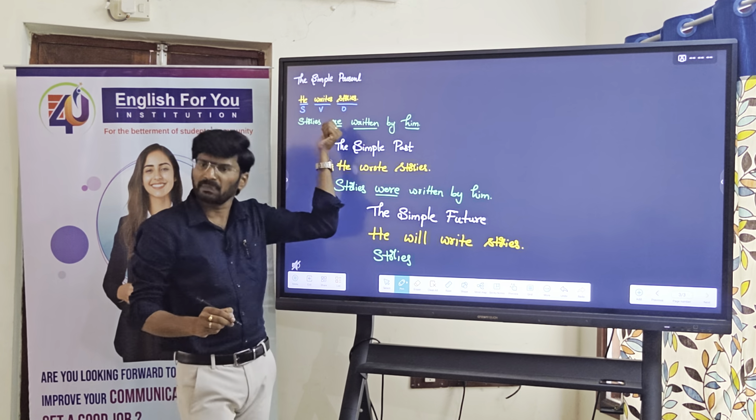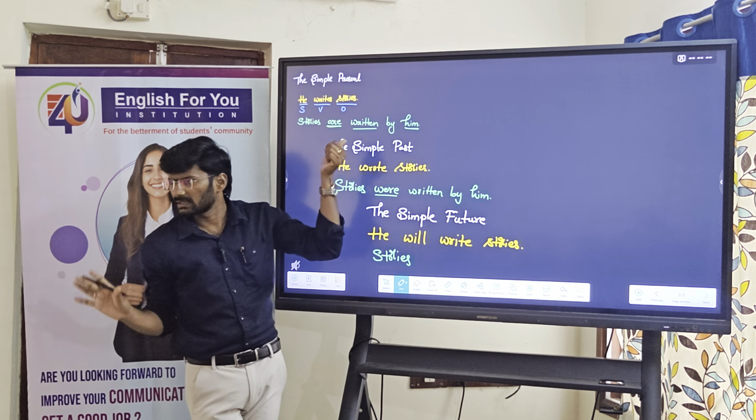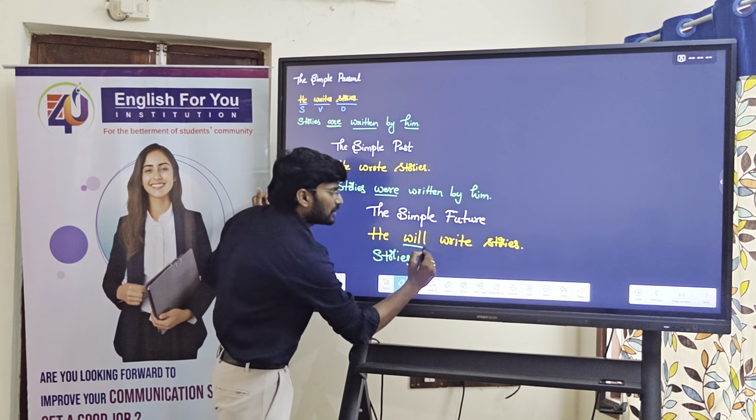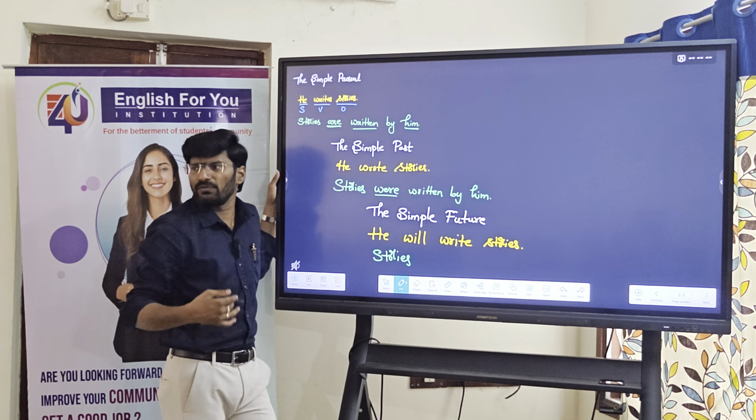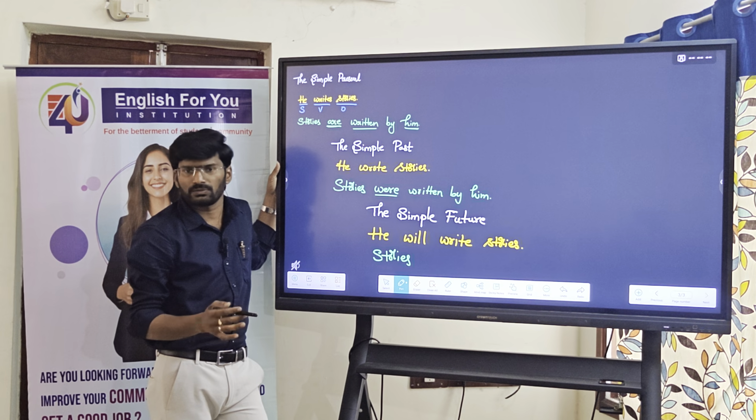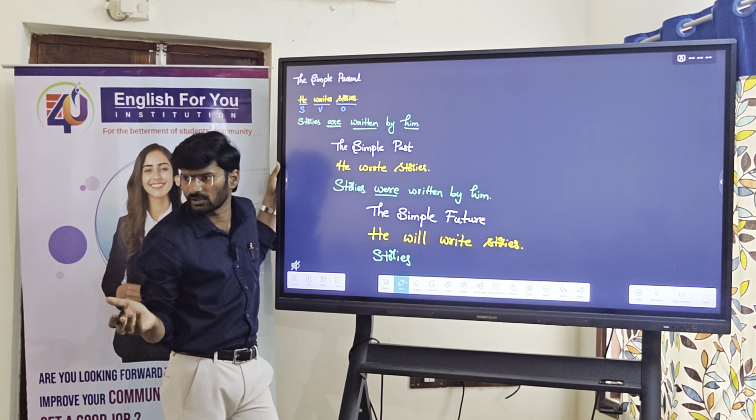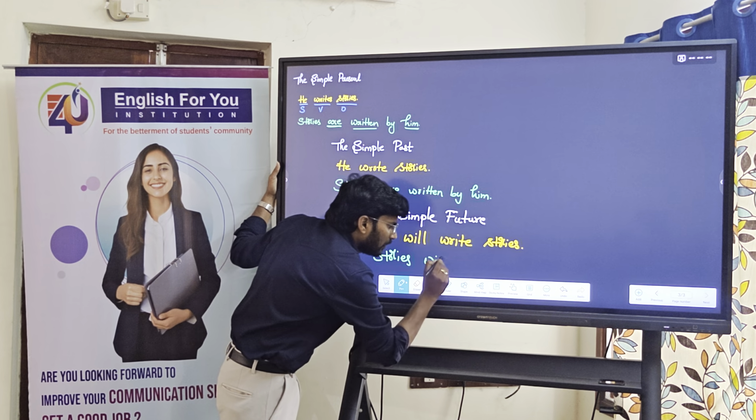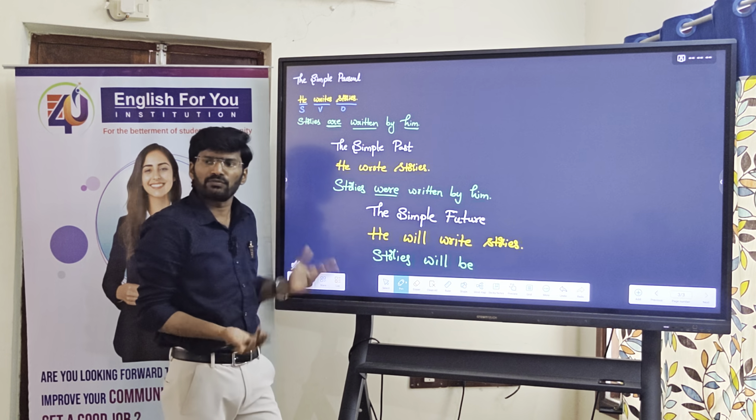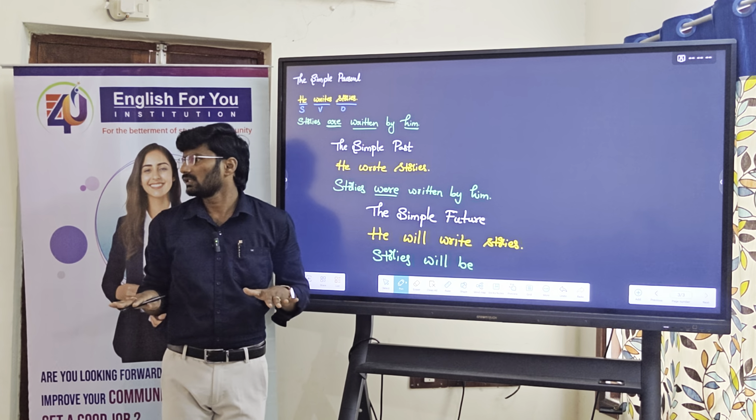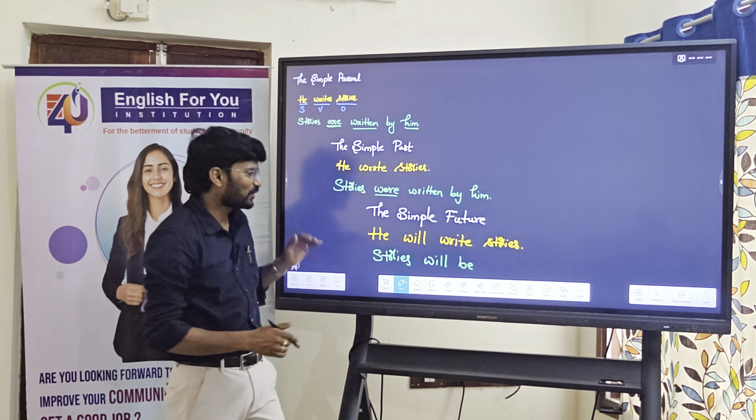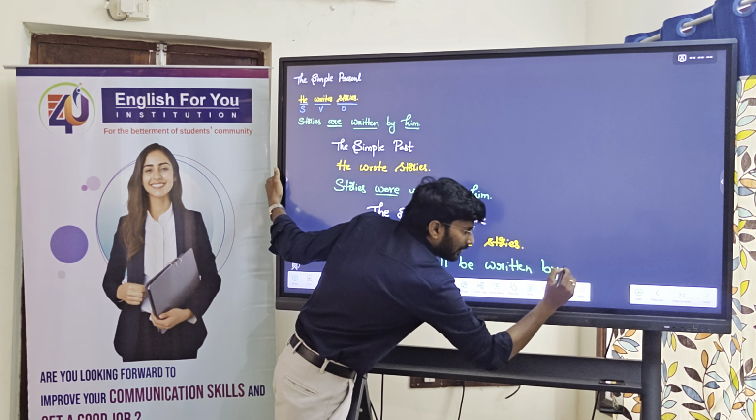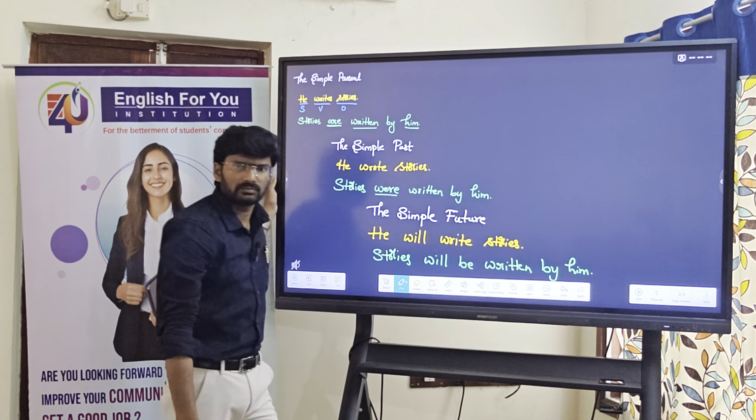Now here it is present, that's the reason be form of present. Now it is past, so be form of past. Now this is future, will is future. So what is the be form of future? Not future continuous, simply a statement in the future. The be form of future is will be. After the be form, you know what tense it is? It is V3. So, will be written by him. That's it. Do you understand?